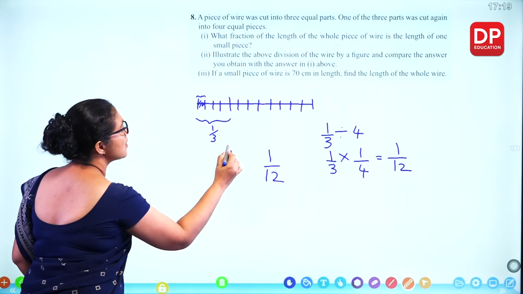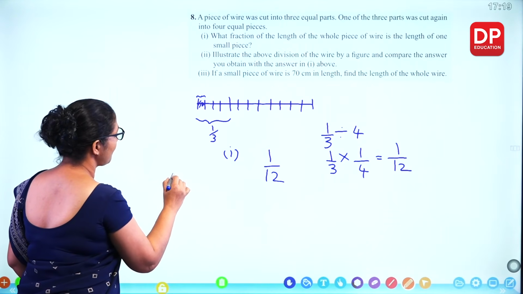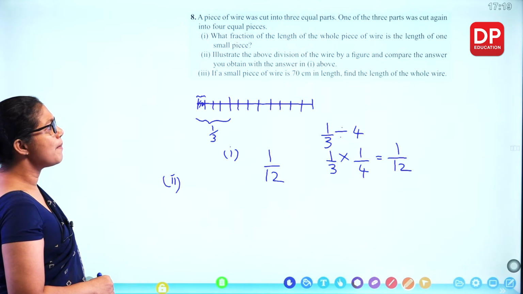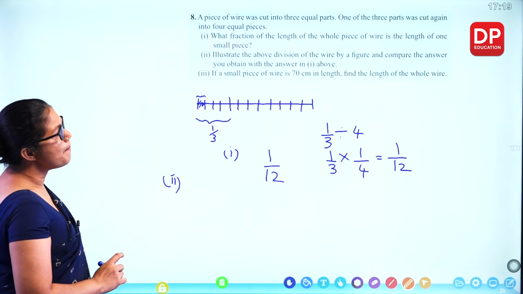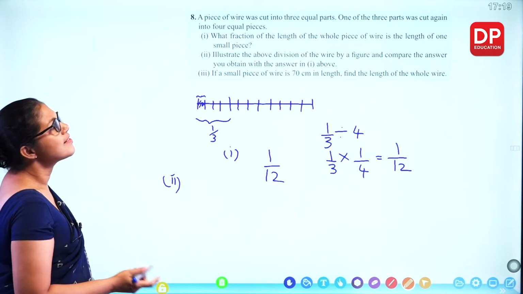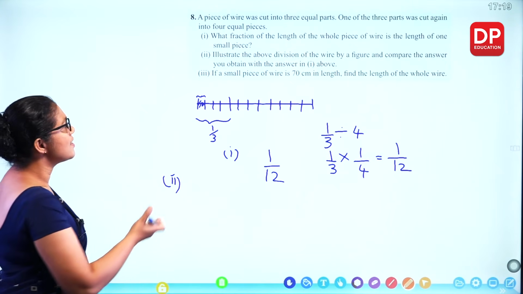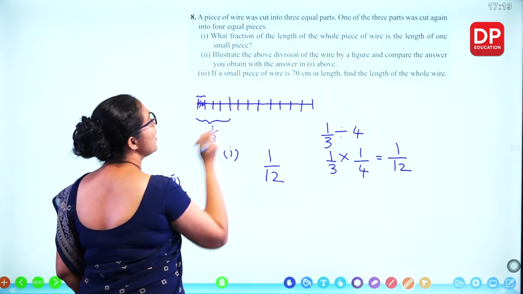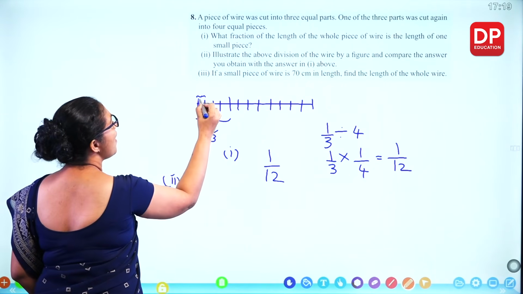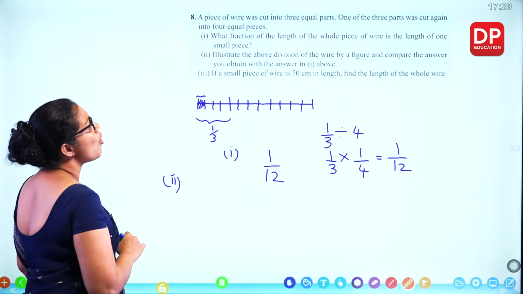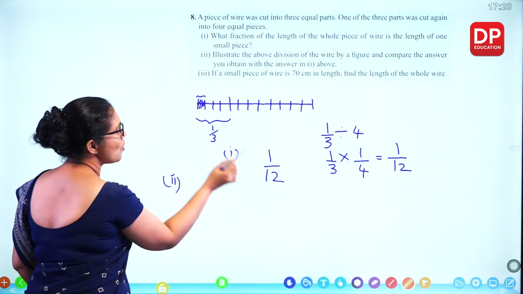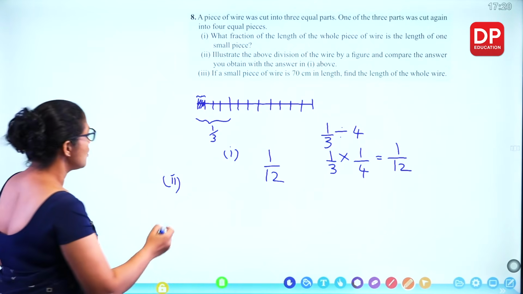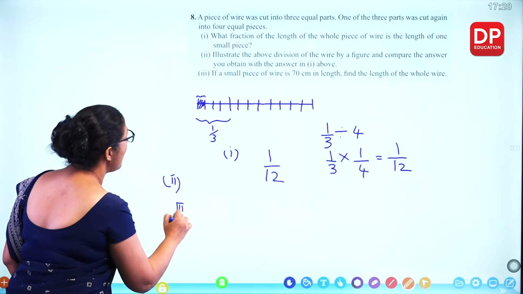Then part 2. Illustrate the above division of the wire by a figure and compare the answer you obtained with the answer above. So we just did it. So this is the diagram. If you divide into 4 equal parts, so one part. So this means the small part. So then we saw in both methods you got the same answer. So we'll take the third part now.